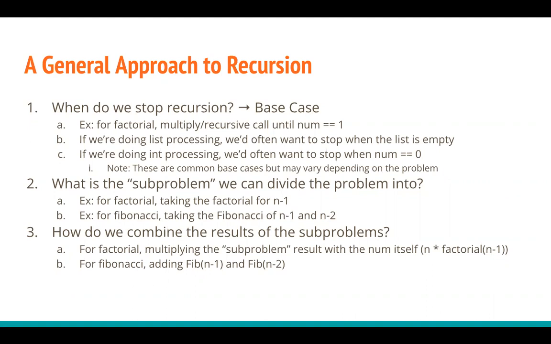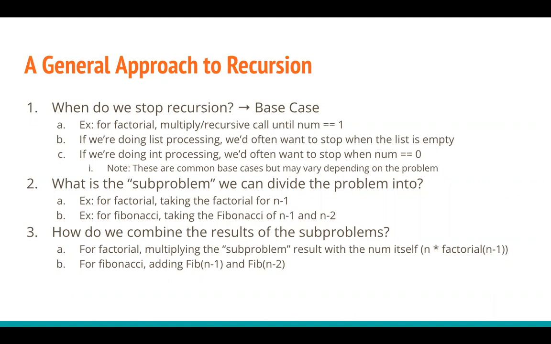The second question is, what is the subproblem we can divide the problem into? For factorial, this would involve taking the factorial of n minus 1. And for the Fibonacci sequence, this involves calculating the term at n minus 1 or n minus 2.